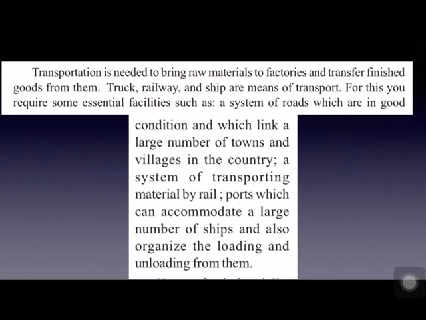What do we need for transportation? A good system of roads is needed, which connects a large number of towns and cities and also villages. And ships are also the best and the cheapest means of transport.